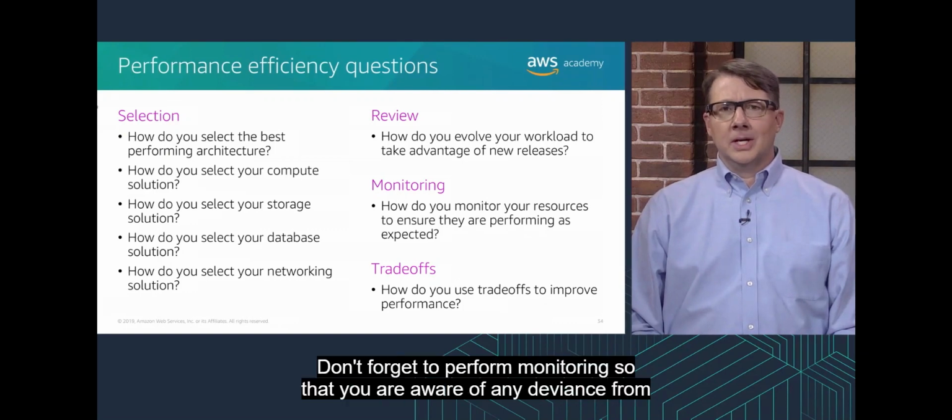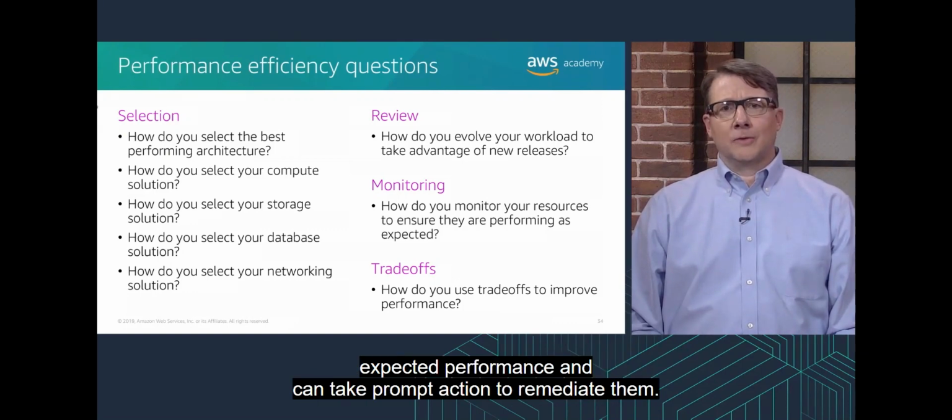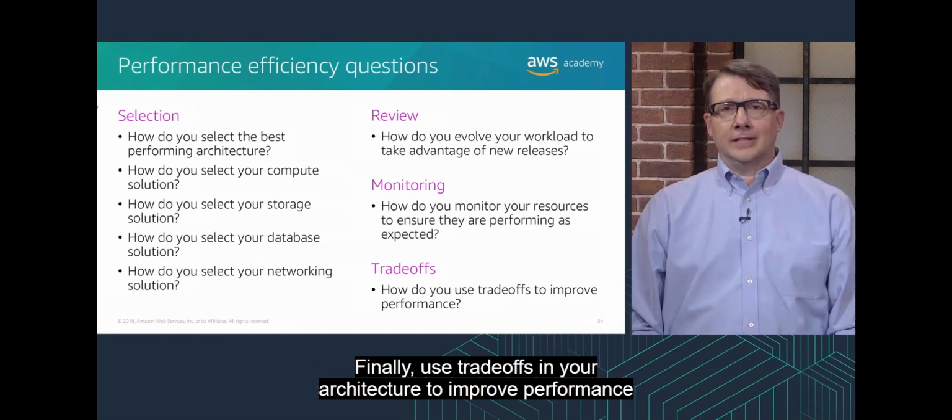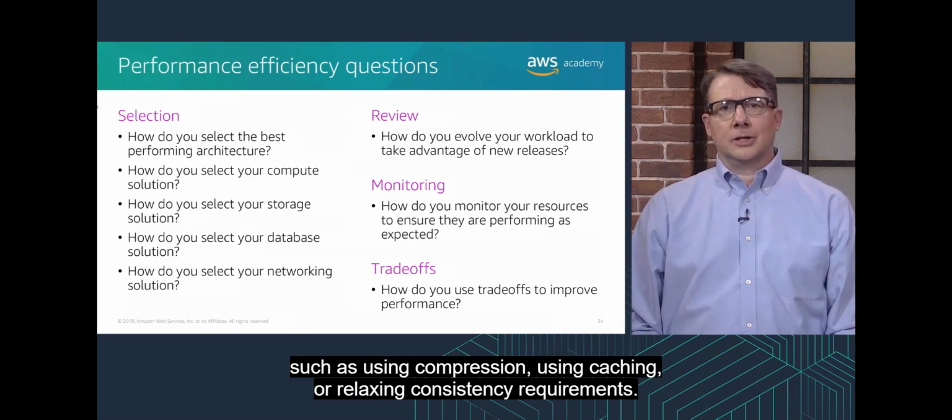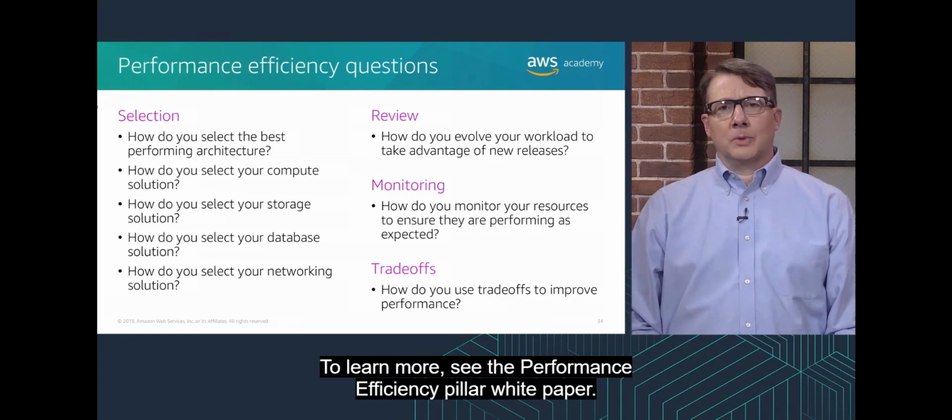Don't forget to perform monitoring so that you are aware of any deviance from expected performance and can take prompt action to remediate them. Finally, use trade-offs in your architecture to improve performance, such as using compression, using caching, or relaxing consistency requirements. To learn more, see the Performance Efficiency Pillar White Paper.